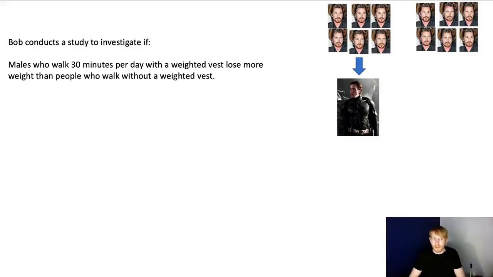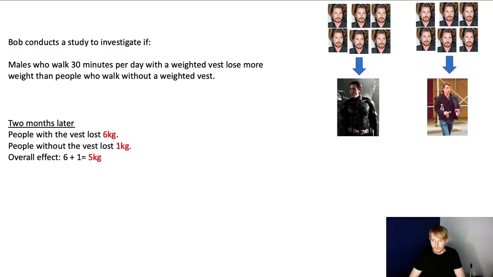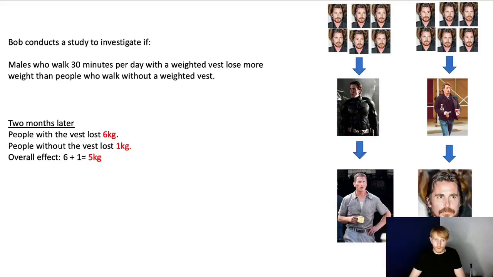And so he takes two random samples of men. He puts half of them in a heavy weighted vest. He puts the other half in a light vest, and he has them walk. And his results show that 2 months later, people in the heavy vest lost 6 kilograms. People without the heavy vest lost 1 kilogram. So that's a 5 kilogram difference. And you can see afterwards that when he measures people, this is the result he gets, and he thinks, excellent, my weight loss program is fantastic, everyone should start wearing weighted vests.